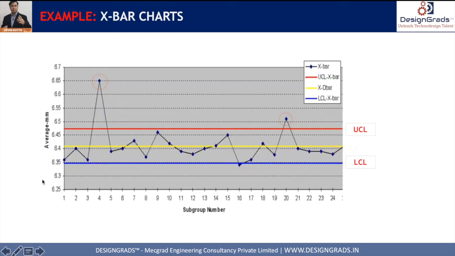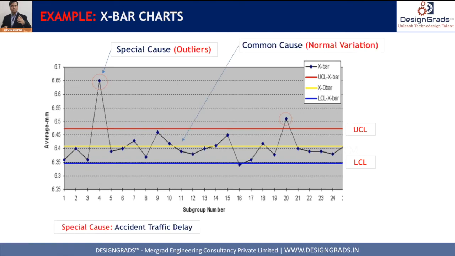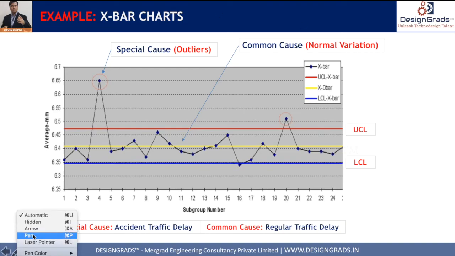This is an example of an X bar chart, and the reason I am showing it is because I want to show you special and common causes. So what are special causes, what are common causes? Special causes occur because of special outlier reasons. So you can see suddenly, your measuring process is going fine, and suddenly you see a spike. This parameter goes totally out of the limit. Now why does this kind of thing happen? This happens because of special causes. Special causes are sudden changes in the process.